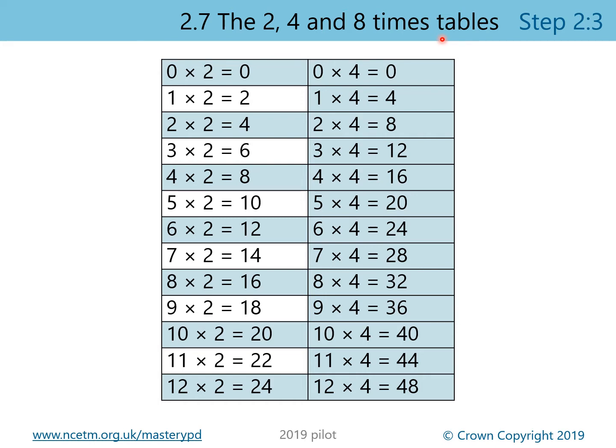Now one of the things that I noticed straight away is that all of the products in both of the tables are even. There are no odd products in either of those tables. The other thing I noticed is that all of the products that are in the 4 times table are also in the 2 times table. For example, 4 is in the 2 times table, 12 is in the 2 times table, and so is 24 in the 2 times table as well.